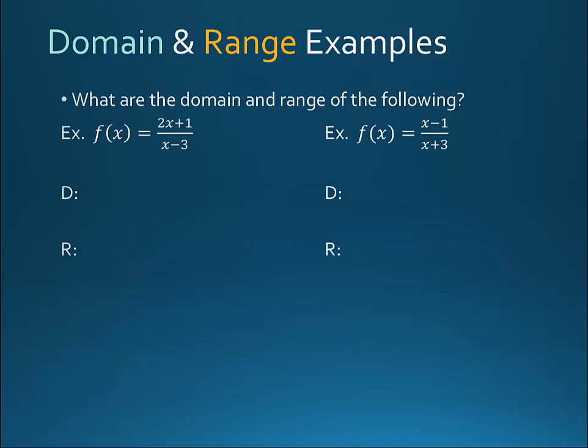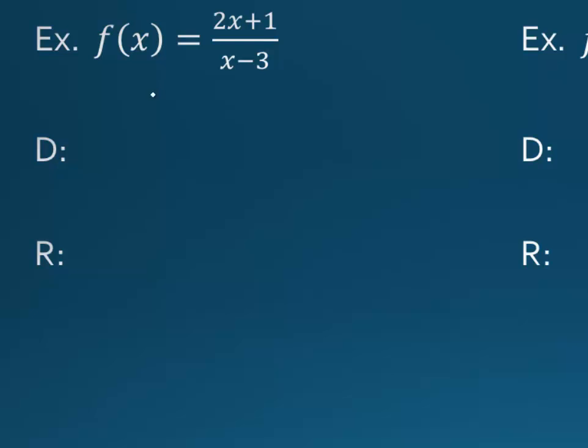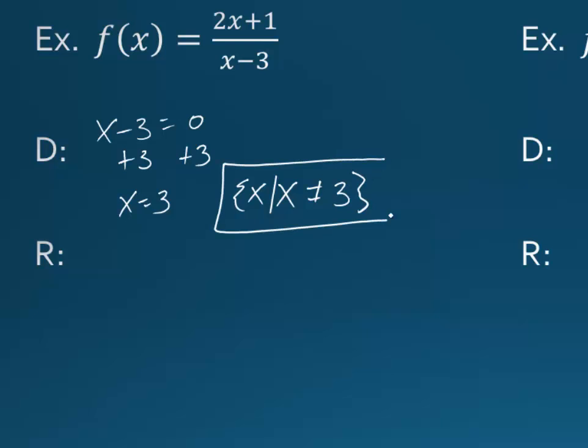Next, some examples. Your domain is going to be all values except for your vertical asymptote. So if you find a vertical asymptote, for example 1, we set your bottom equal to 0. So x minus 3 equals 0. Add 3 to both sides to solve for x, and x will equal 3. So therefore, your domain will be all numbers except for your vertical asymptote, which is x equals 3. So pretty much you'll have x such that x is not equal to 3 as your domain.